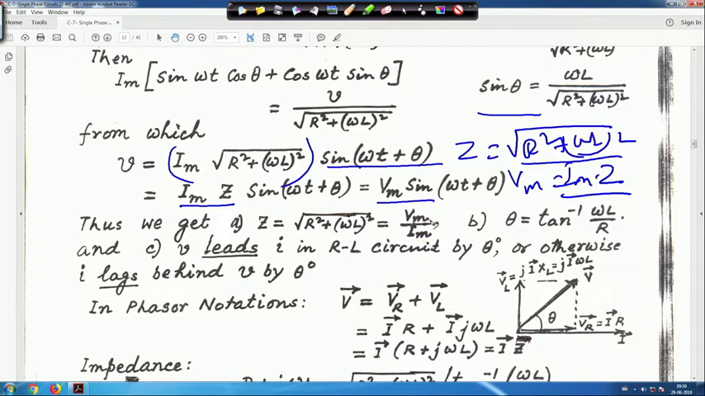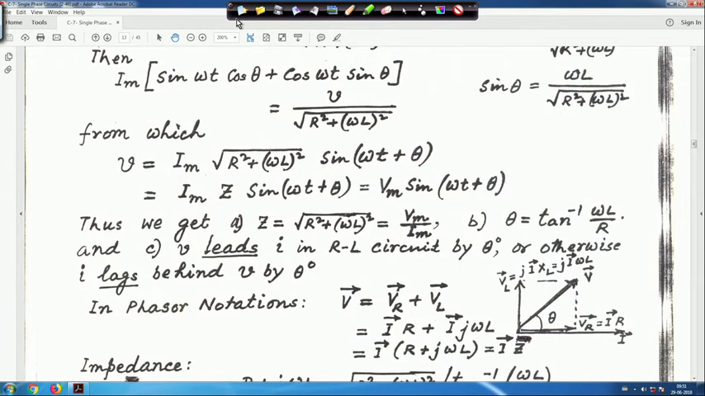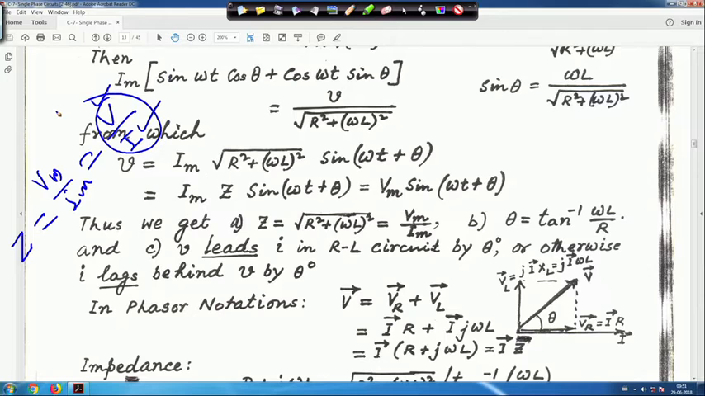So Z is equal to Vm by Im, which is basically Vm by root 2 divided by Im by root 2. That means the RMS value. So the impedance magnitude Z is equal to Vm by Im is equal to V by I, where V is the RMS value of the voltage and I is the RMS value of the current. When you solve the numericals, we will use Vrms upon Irms, understandable, right?